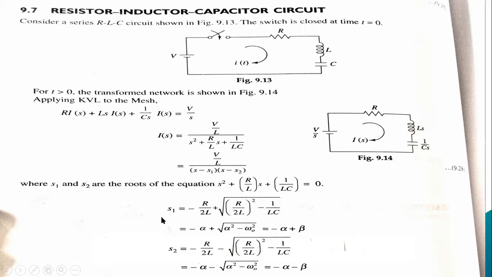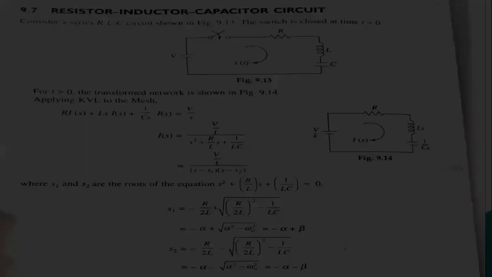So what will happen for S1, you need to take out the roots and simplify. So that is possible. You can segregate the two factors, S1 and S2, to simplify that quadratic equation, S square plus R by L of S plus 1 by LC. So you need to do the segregation. Finally, you can get it in terms of the alpha and beta form, that is S1 and S2, and you can substitute these terms.